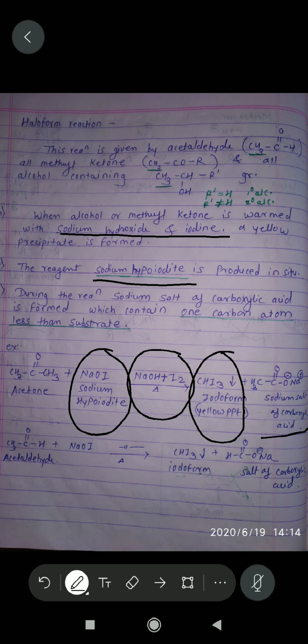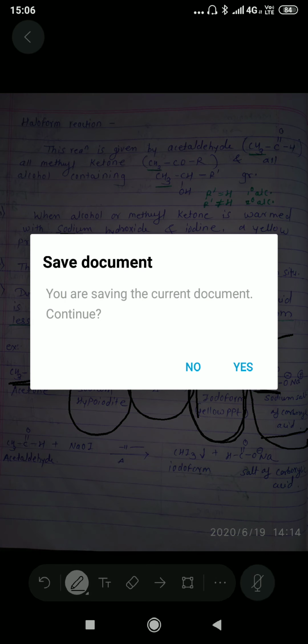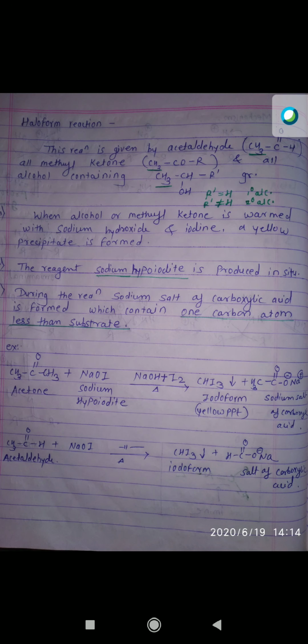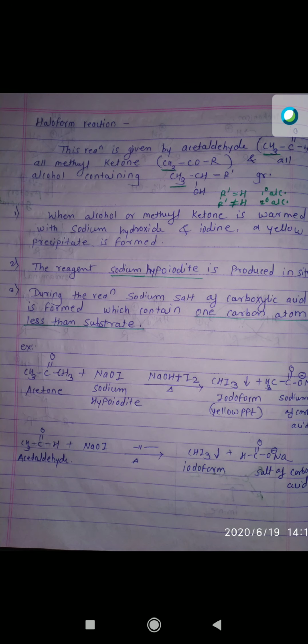In the product there is one carbon atom less than the substrate. Here there are 3 carbons, and you get only 2 carbons in the salt of the carboxylic acid, and 1 carbon gets converted into iodoform. So let's see its mechanism.